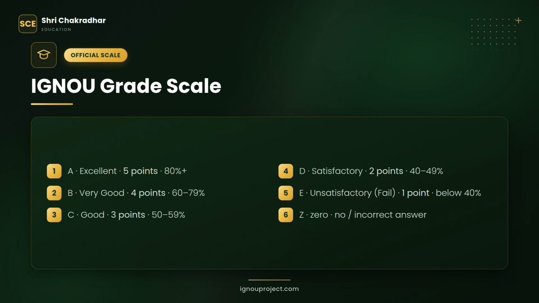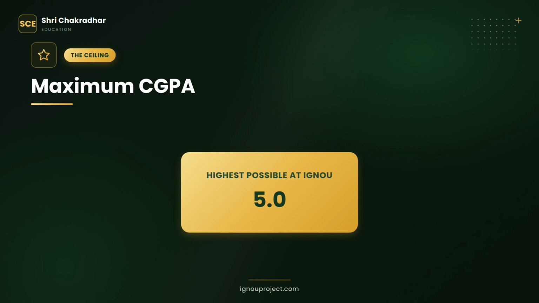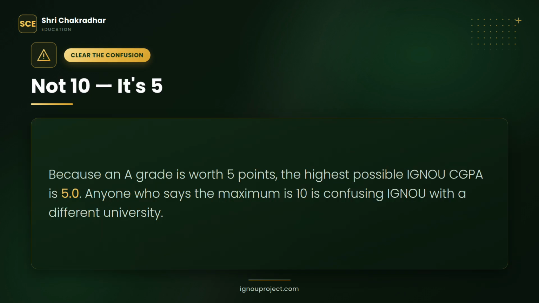Grade D means satisfactory, and it carries 2 grade points. It usually maps to 40 to 49%. Grade E means unsatisfactory, which is a fail, and it carries 1 grade point. It is below 40%. So the maximum grade point in the IGNOU system is 5, from an A grade. That means the highest possible CGPA at IGNOU is 5.0. If someone tells you the maximum IGNOU CGPA is 10, they are confusing IGNOU with a different university.